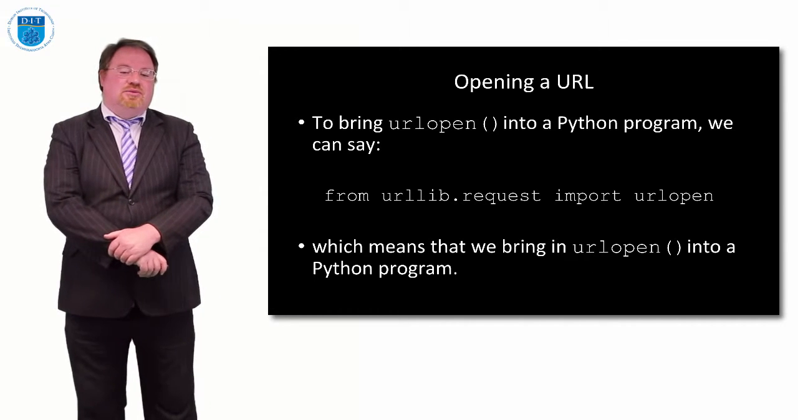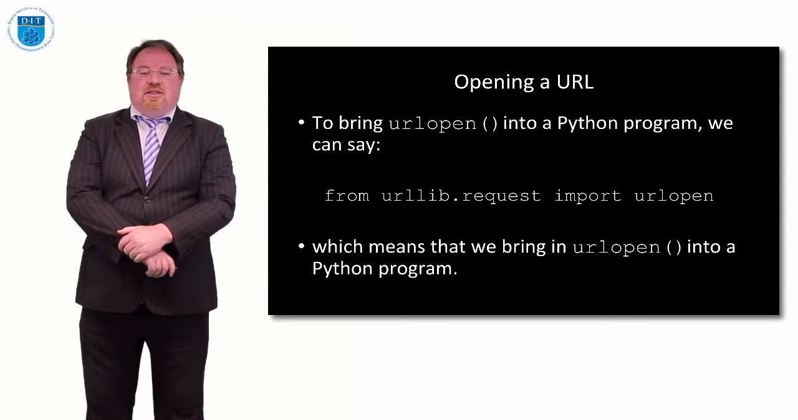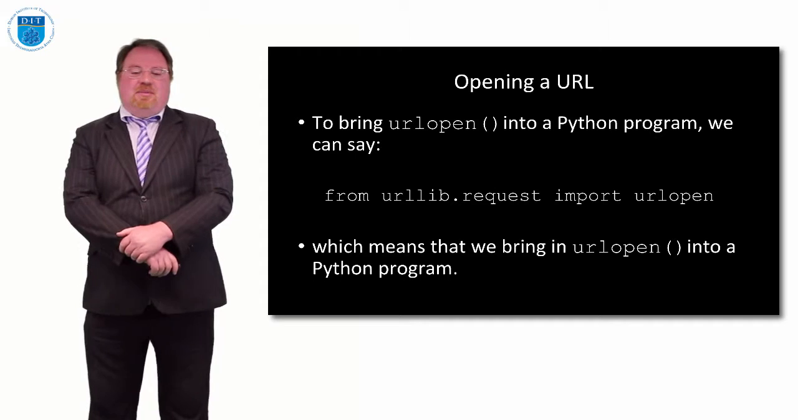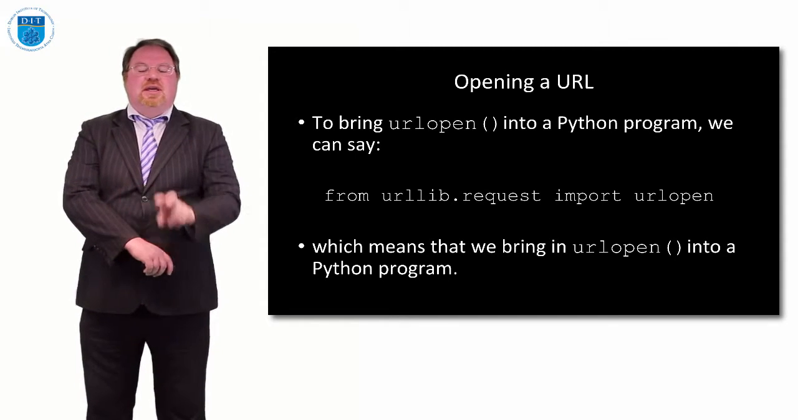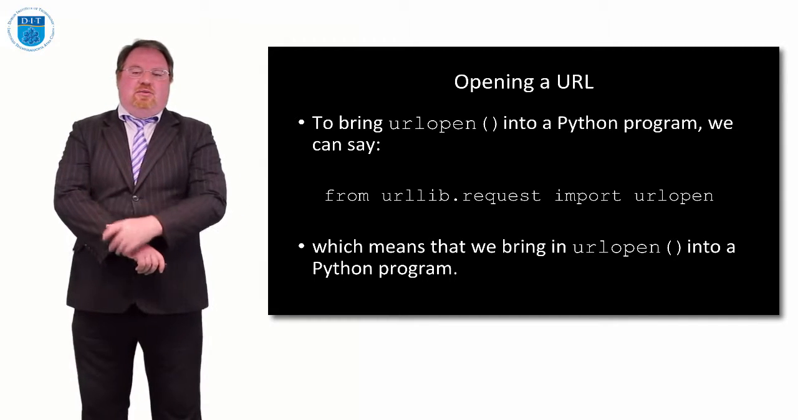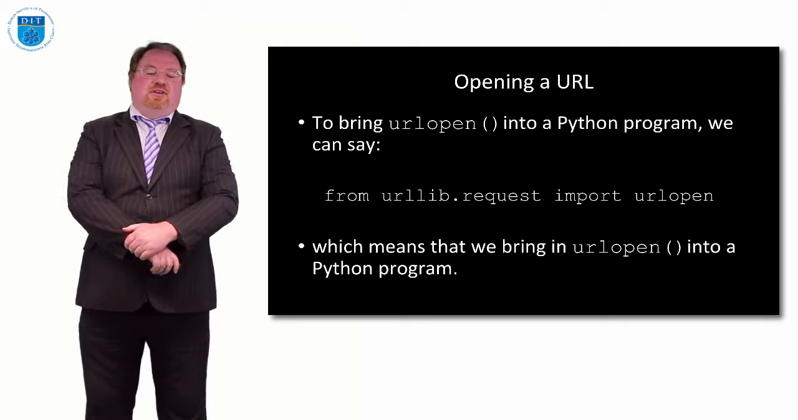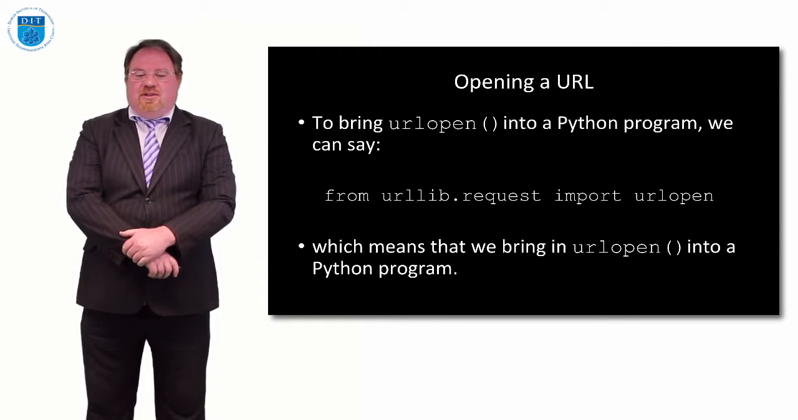So if I want to open a URL by calling the urlopen module or method, I need to state at the top of my Python program, from urllib.request import urlopen. So bring me in the function urlopen so I can use it from the library called urllib.request. And that means urllib is available in the program.